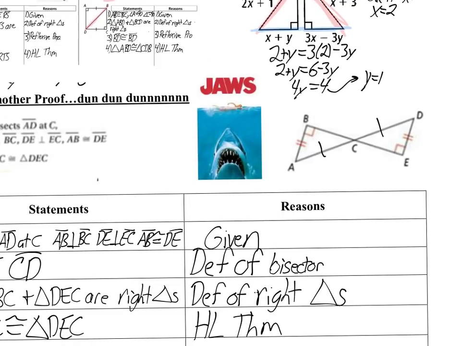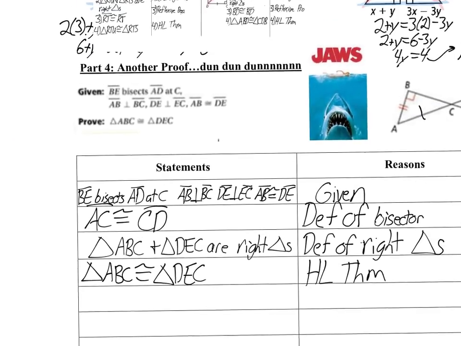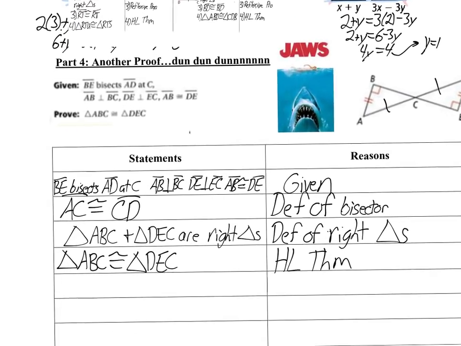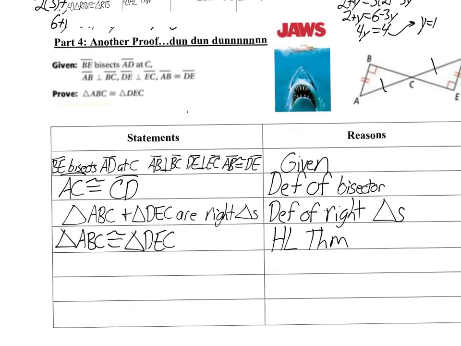One last part. I know that you guys have been waiting for this all day. Another proof. This one's great. This one's one of my favorites. It's pretty easy. So I'm looking. Very first thing, we have BE bisects AD at C, and AB is perpendicular to BC, DE is perpendicular to EC, and AB is equal to DE. So I'm looking at my picture. They went ahead and marked that my two triangles have right angles, so I can see that pretty easily.